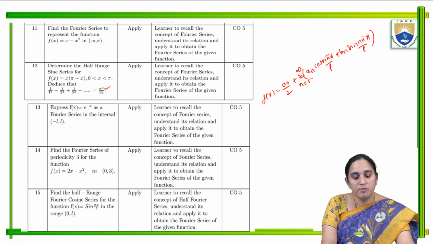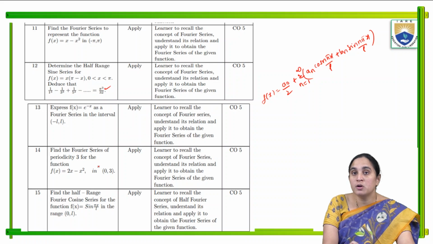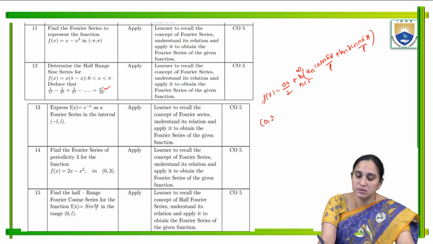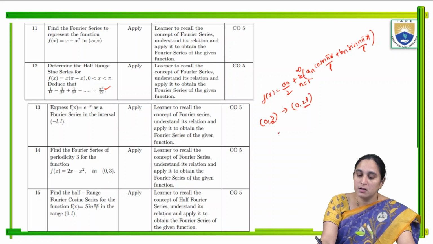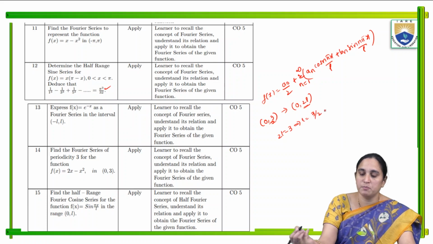And next one, find the Fourier series of periodicity 3 for the function f of x is equal to 2x minus x cube in 0 comma 3. Observe here, periodicity is 3 within the limits 0 comma 3. That means we have to compare with 0 comma 2l. So 2l is equal to 3, and from that, l is equal to 3 by 2.